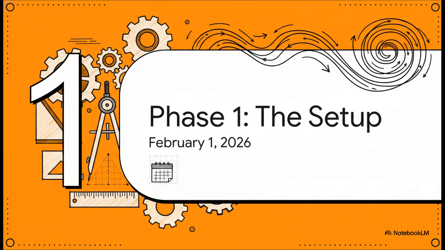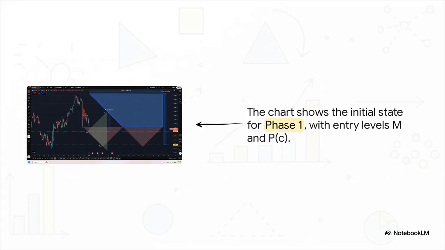Okay, so this is where our observation really kicks off. Phase 1, which they call the setup. And the documentation for this begins on February 1st, 2026. This is where all the initial parameters get laid out. This chart right here is our visual starting point for phase 1. Right off the bat, the model flags two key entry levels. The main one, the primary entry, is labeled M, and then there's a secondary level noted as P of C.